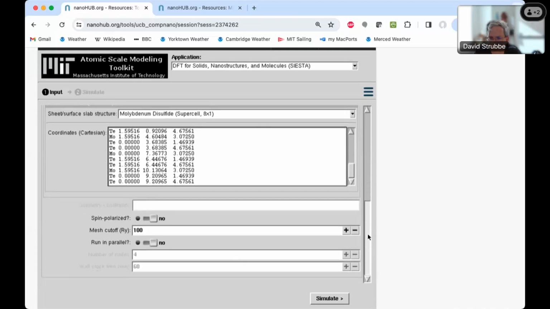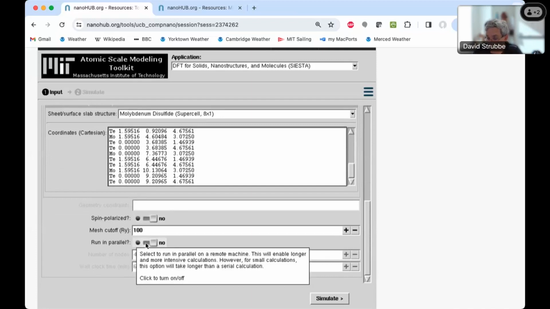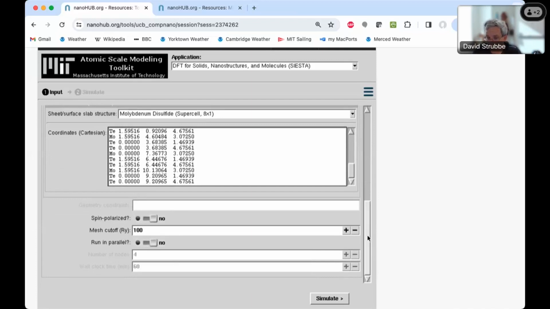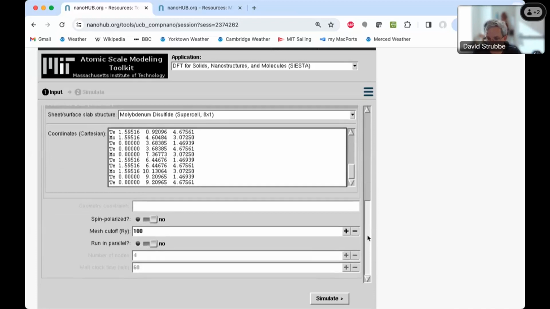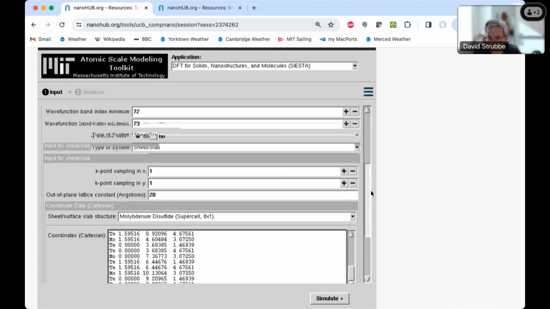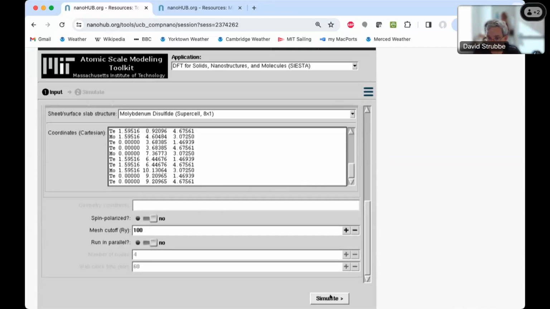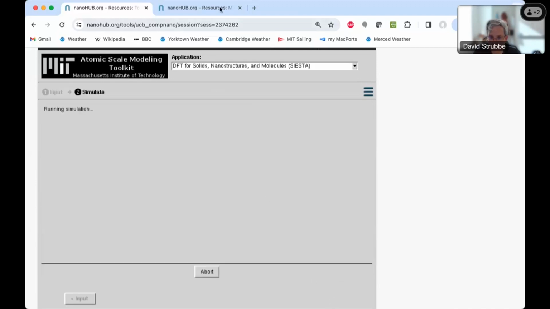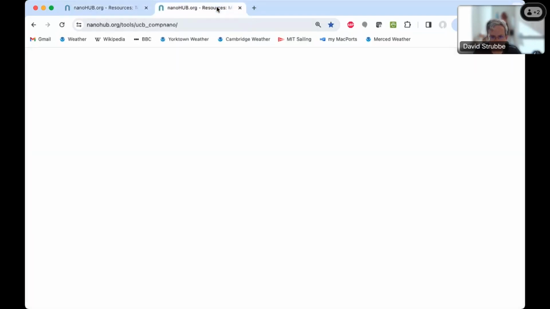I'll mention just another fun thing. You can actually run in parallel as well for big calculations here. This usually works pretty well. Sometimes the wait time is longer for it to get started, so we actually don't need it in this case. The runtime should be fine without that. So I'm just going to hit simulate. So that's going. This might take as much as 5 minutes.